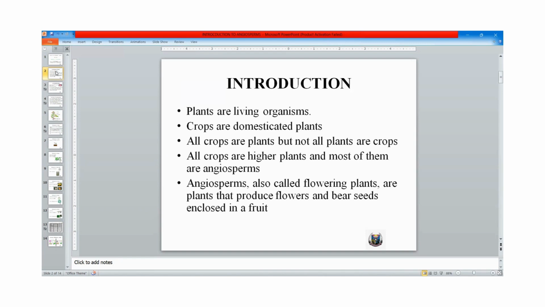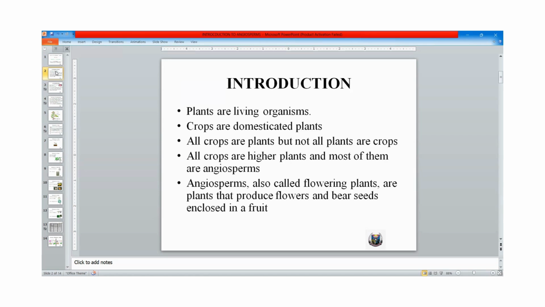Crops are domesticated plants. Crops are plants that are useful to man. Man takes them from the wild and cultivates them for his own use. All crops are plants, but not all plants are crops. There are many plants that are regarded as weeds. They are not cultivated, but cultivated ones are called crops.